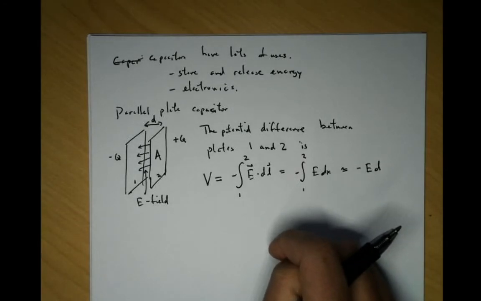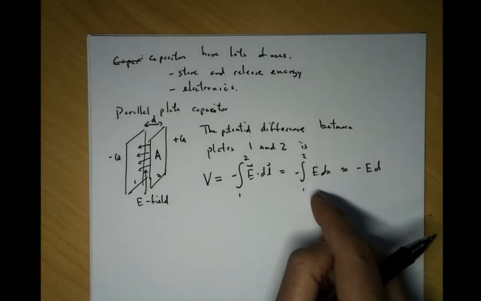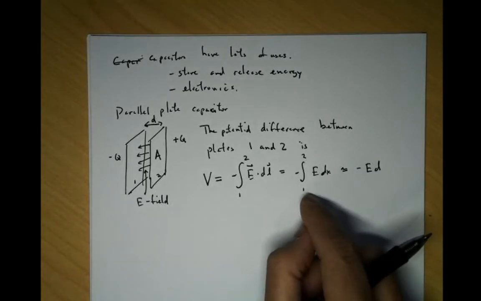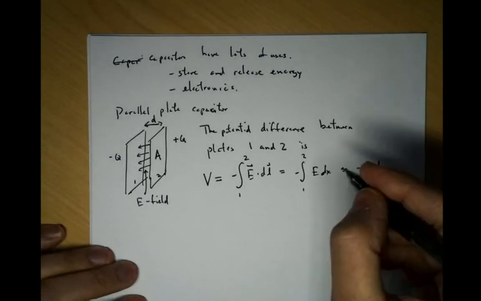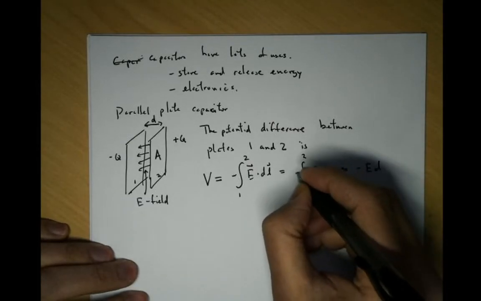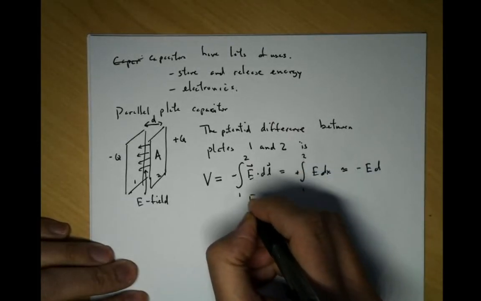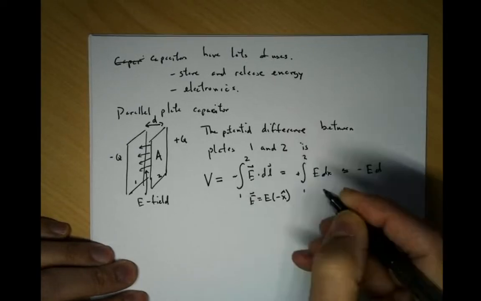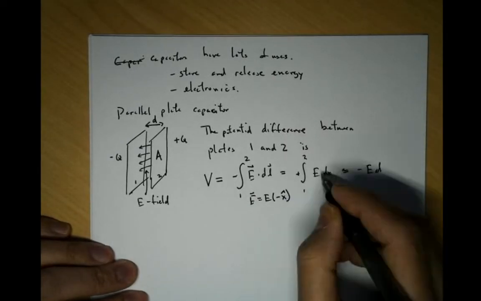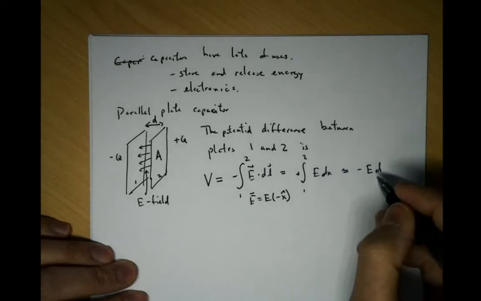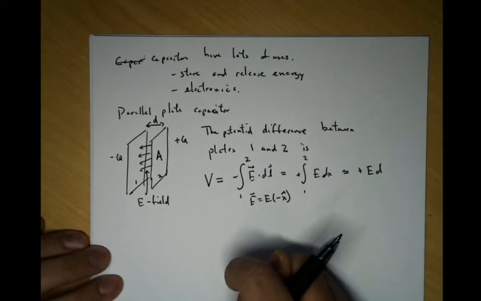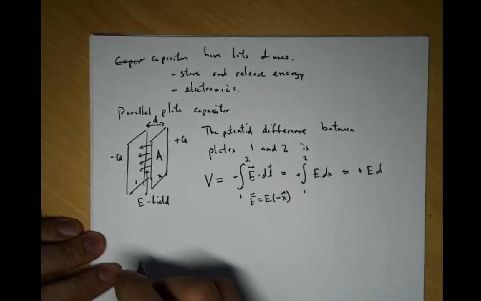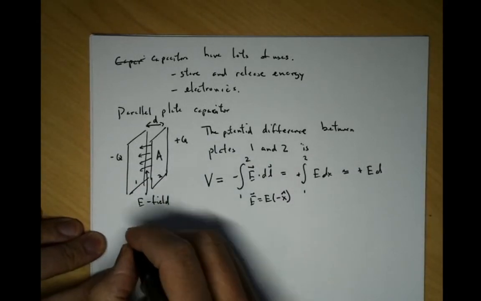Let me see if I want to think about this a little more carefully. If I want to be pedantic about it, this is a plus sign because E is equal to E times minus x hat direction. So the minus sign will cancel out this minus sign up front. So this will be a plus ED there. I chose it in this way basically so that this thing's nice and positive here.